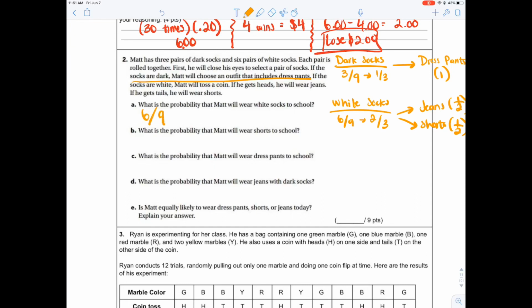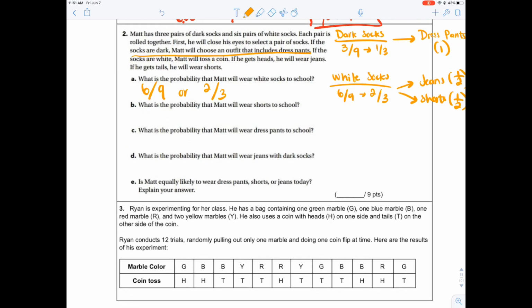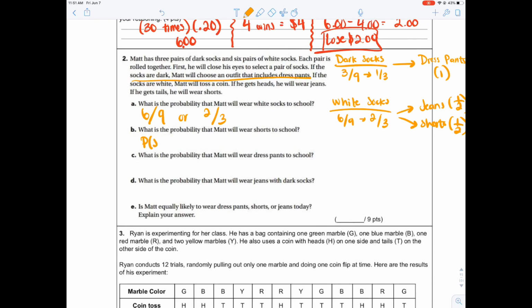So that's going to be 6 out of 9, or if you're fancy, simplify it to 2/3. What is the probability that Matt will wear shorts to school? So the probability of shorts, well, remember, wearing shorts is dependent on whether or not he picks some white socks. So the white socks probability is going to play a huge role here.